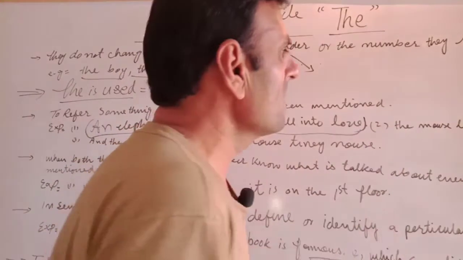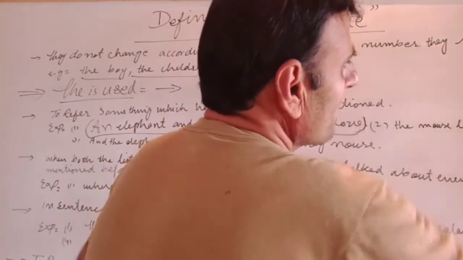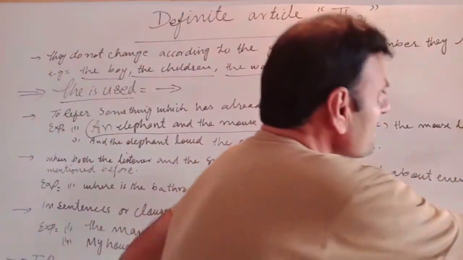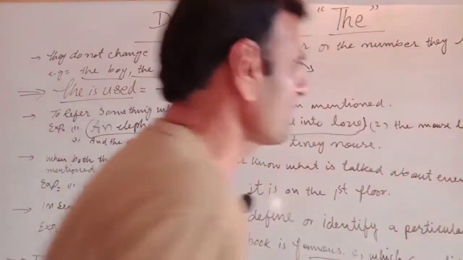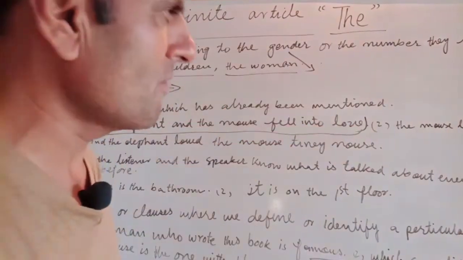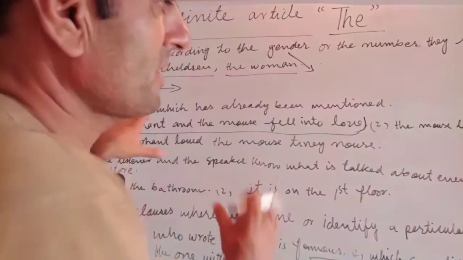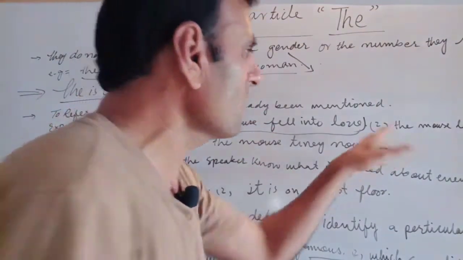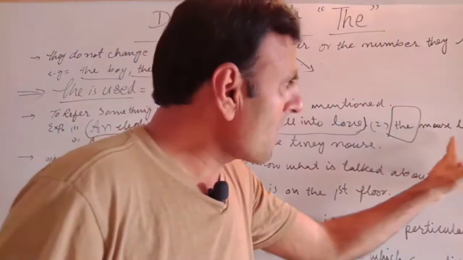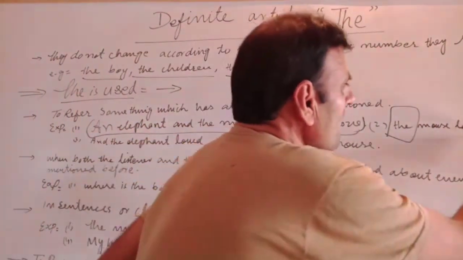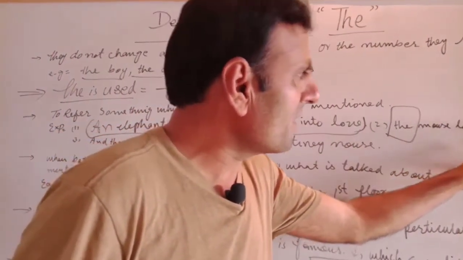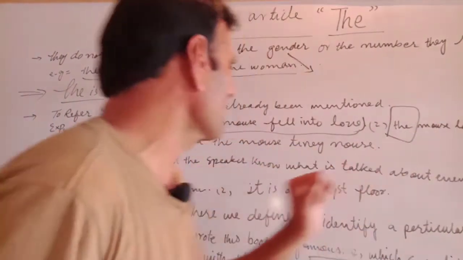Now, we use "the": the mouse loved the elephant's long trunk. See, now elephant is already mentioned here. An elephant and the mouse fell into love. Now this is a mentioned thing. The elephant and the mouse are mentioned. Now we use here a definite article, "the." The mouse loved the elephant's long trunk.